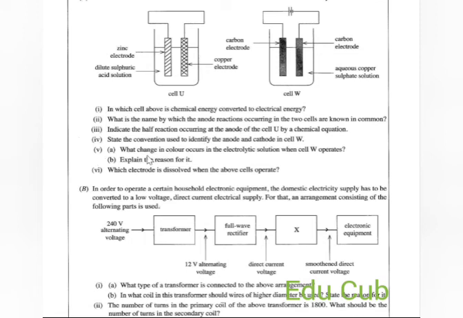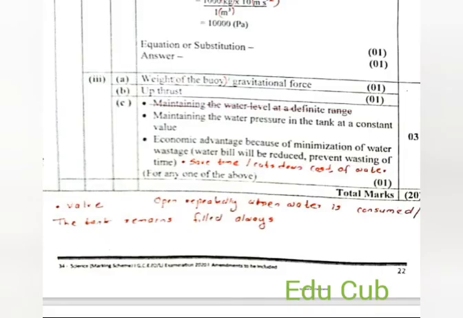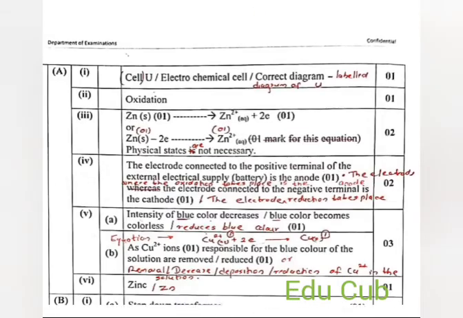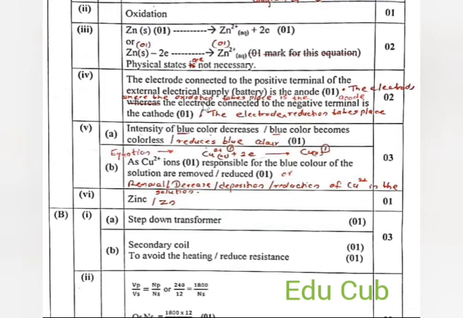5A. What color change occurs in the electrolytic solution when cell W operates? B. Explain the reason for it. 6. Which electrode is dissolved when the above cell operates? Question A, in which cell above is chemical energy converted to electrical energy? Answer will be cell U.